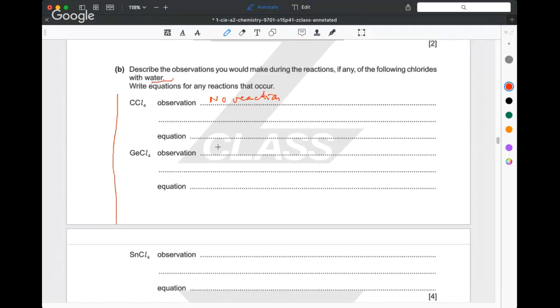For this one, you'd expect to see steamy fumes. And the reason for that is because you are reacting it with water to produce hydrogen chloride gas. Okay, and you've got 4 chlorines there. You can have 4 of that.